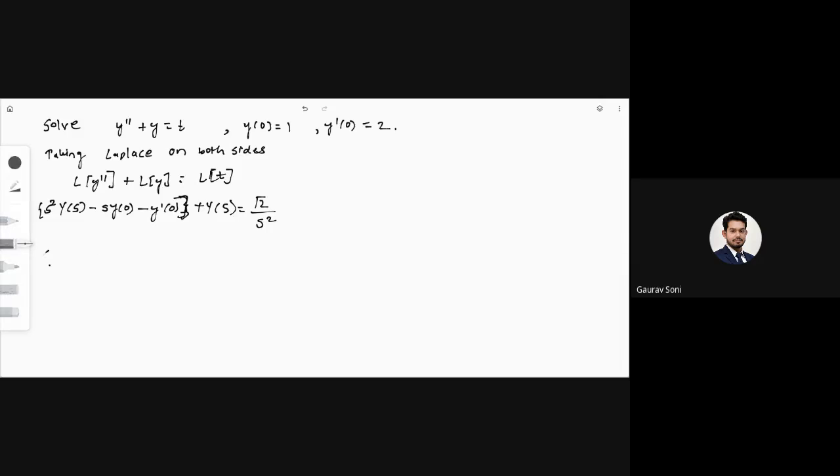Let's collect the coefficient of capital Y of S. We'll have S square plus 1 capital Y of S minus y of 0 is 1, so minus S. Y dash of 0 is 2, minus 2, is equal to gamma of 2 is 1 upon S square. So let's simplify this. S square plus 1 capital Y of S is equal to 1 upon S square plus S plus 2.